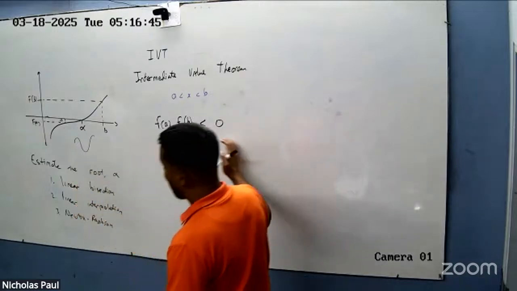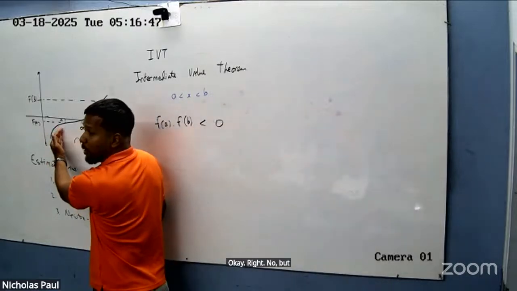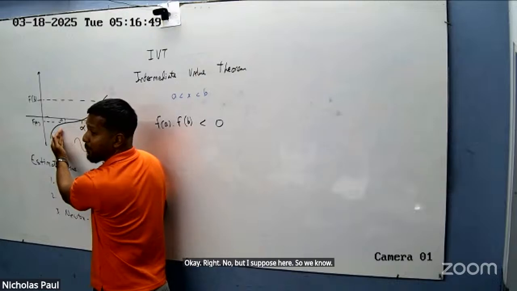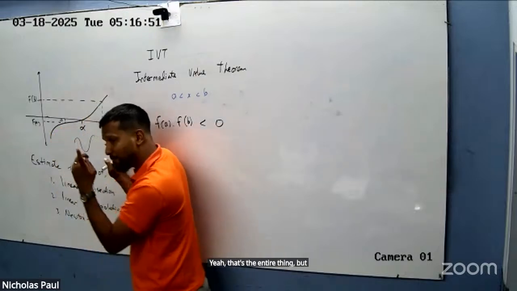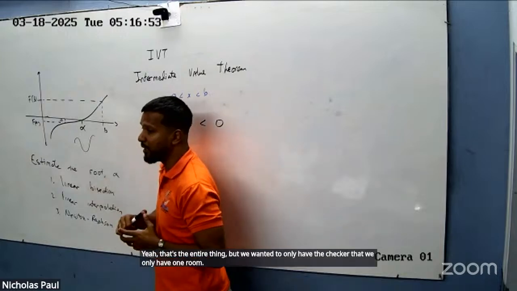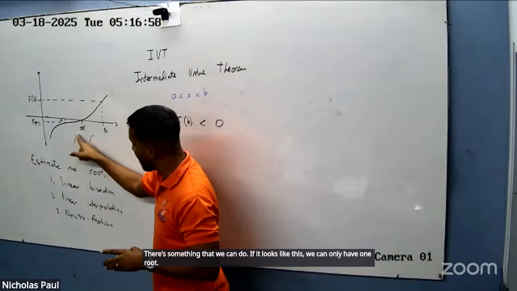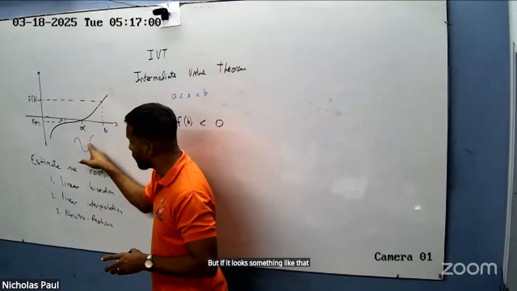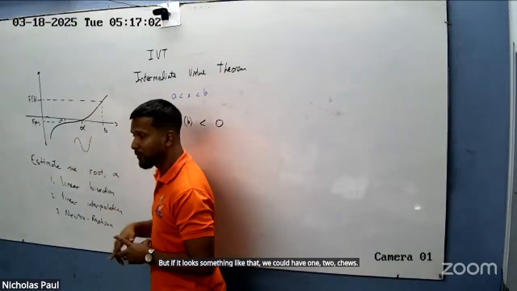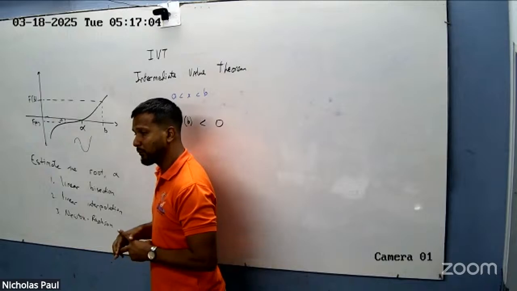Right, but that's the question here, so we know. That's the entire thing, but we wanted to check if it only has one root. There's something that we could do. If it looks like this, it could only have one root. But if it looks something like that, we could have 1, 2, 3 roots. Any ideas?